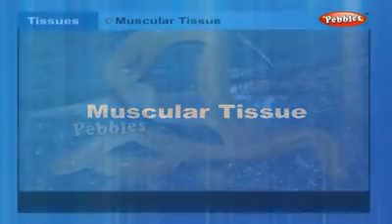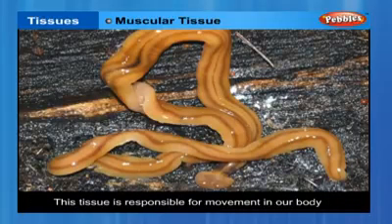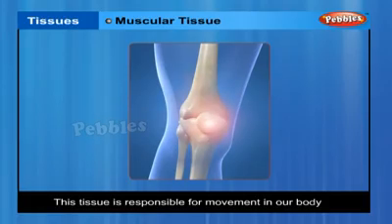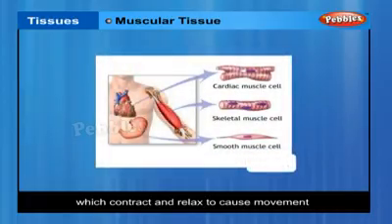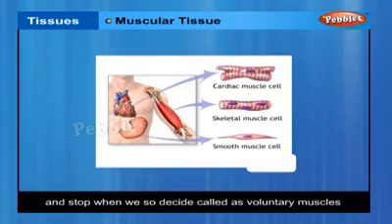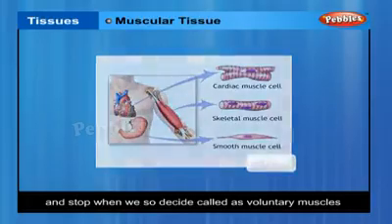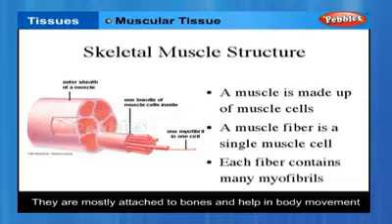Muscular tissue. Muscular tissue consists of elongated cells, also called muscle fibers. This tissue is responsible for movement in our body. Muscles contain special proteins called contractile proteins, which contract and relax to cause movement. Muscles present in our limbs move when we want them to and stop when we so decide. Such muscles are called voluntary muscles. These muscles are also called skeletal muscles as they are mostly attached to bones and help in body movement.